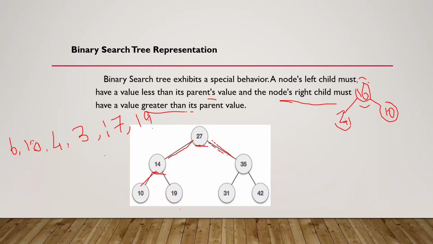Next, where does 3 have to come? It is a lesser value compared to 4, so 3 has to come here, under 4. And 17 is compared with 10, and it is the higher value, so 17 has to come here. And 19 is compared to 17, and that is the higher value. Like this, we have to insert the values.